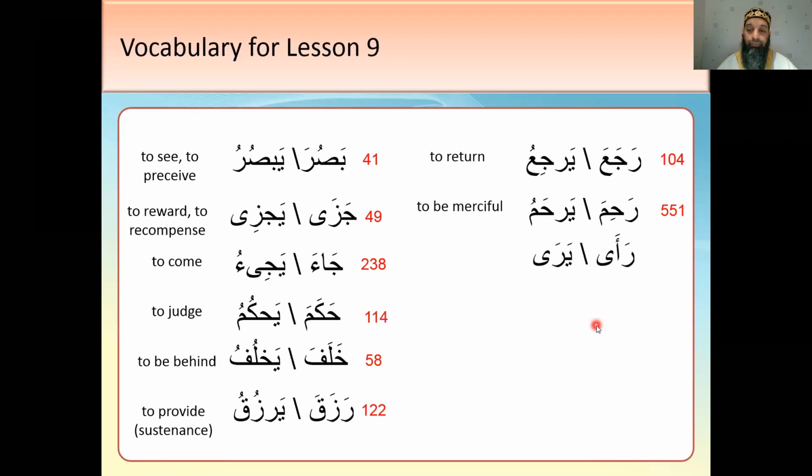Next one. Ra'a, yara. You can tell it's just different. You can tell it's not like rahima, raja'a, razaqa, khalafa, hakama. Why is it different? It's irregular. It's got a ya. Ra'a, yara. It's different to see. Excellent.